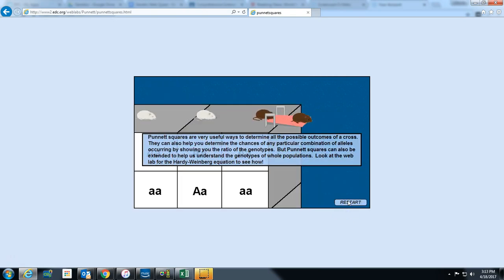So Punnett squares are very useful ways to determine all the possible outcomes of a cross. They can also help us determine the chances of a particular combination of alleles occurring by showing us the ratio of the genotypes. But Punnett squares can also be extended to help us understand the genotypes of whole populations. And you probably won't do that until you get to high school.